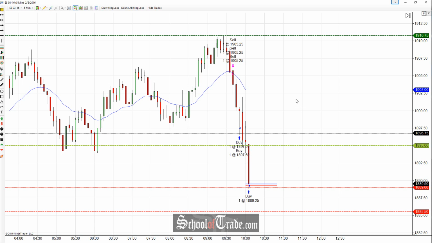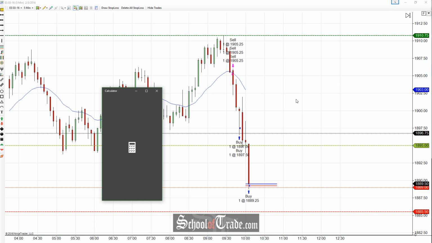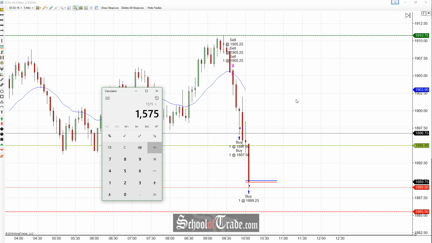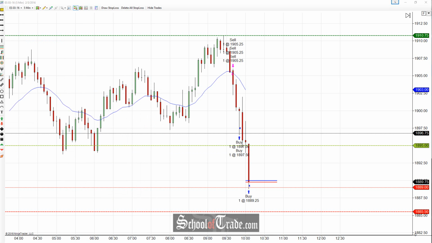Overall, $1,575 on the trade and only 3 contracts. So $1,575, $12.50 a tick. That's 126 ticks to the downside. Can't really ask for a much better setup than that. Beautiful move down. Talking about this in the chat room, just seeing the sellers dominate the move, and this is exactly what we were looking for.